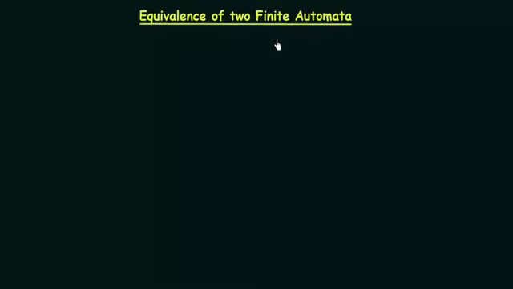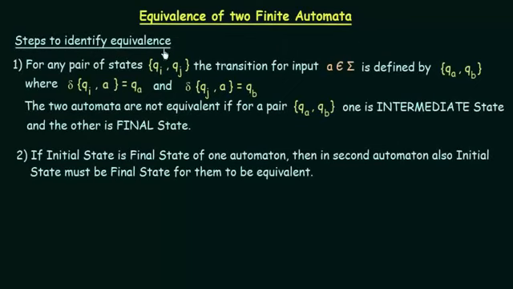In order to identify whether two automata are equivalent or not, there are certain steps that you need to follow. So first, let us see what those steps are. Here are the steps required to identify the equivalence. The first step is, for any pair of states qi and qj, the transition for input a belonging to sigma is defined by qa qb, where the transition from qi on a goes to qa and the transition from qj on a goes to qb.